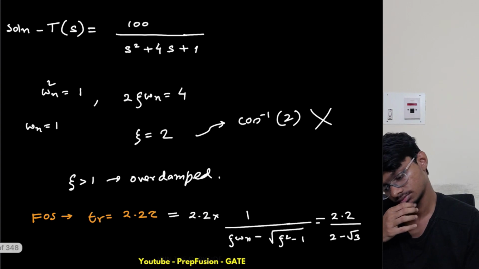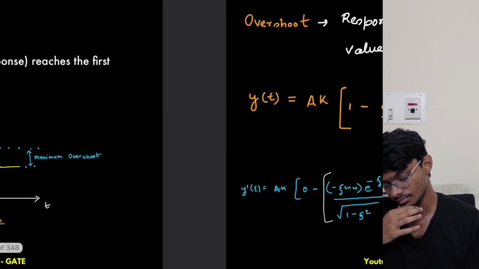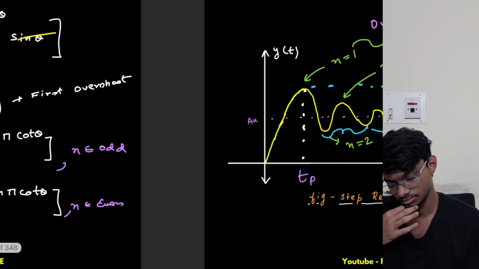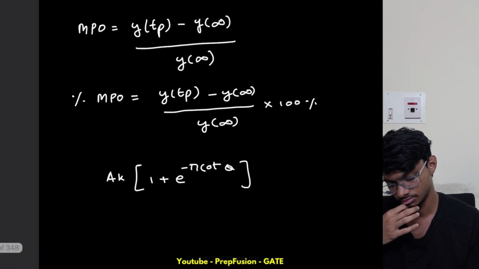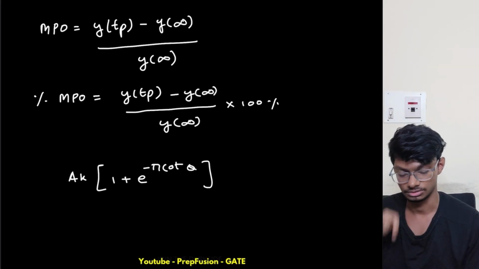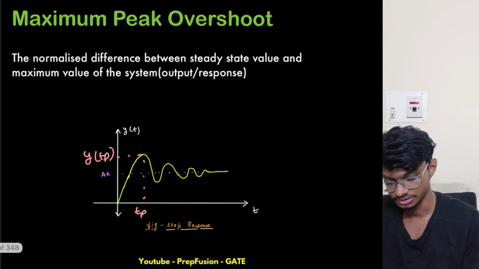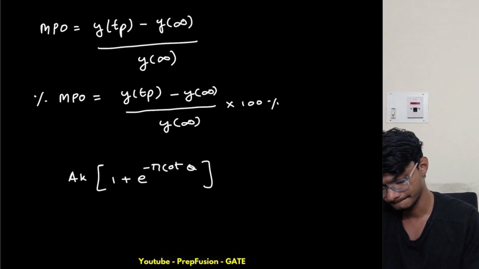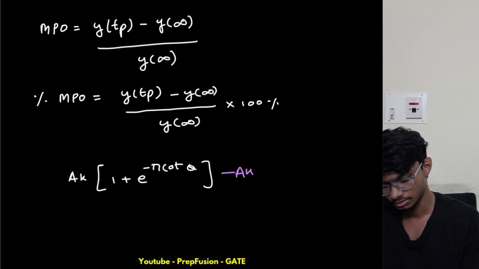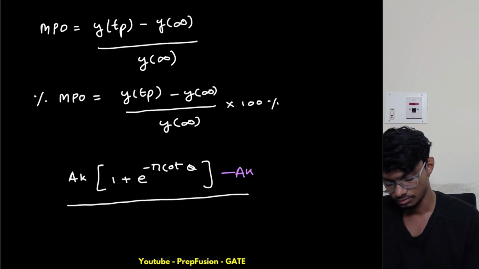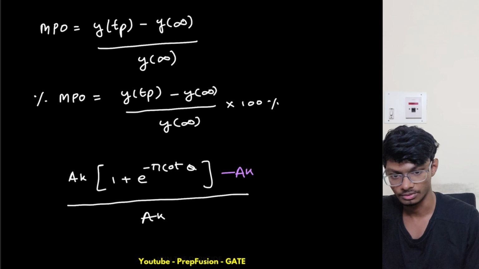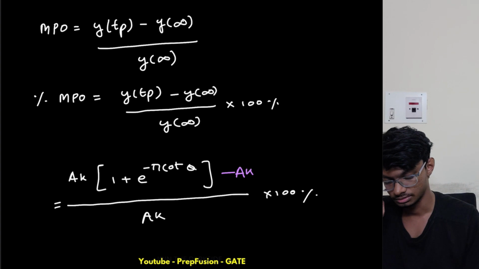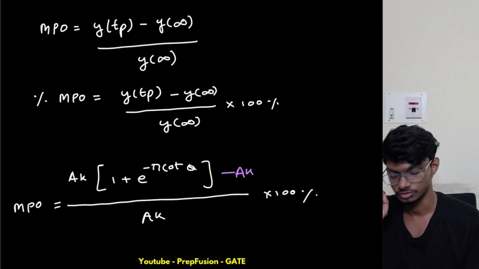So this is basically this one, and this is AK times 1 plus this one. Now what is the steady state value? Steady state value is AK only. So I will put AK here minus AK. Then I will divide this by AK, because I am taking the normalized difference. Also I am calculating the percentage MPU, so this will be multiplied by 100. This equals my MPU itself.